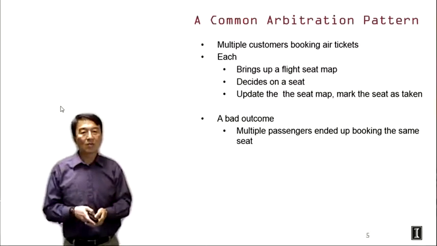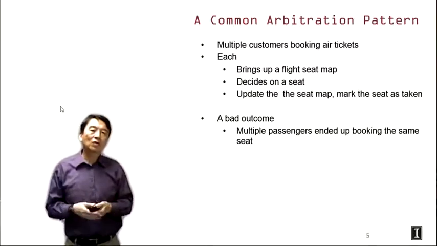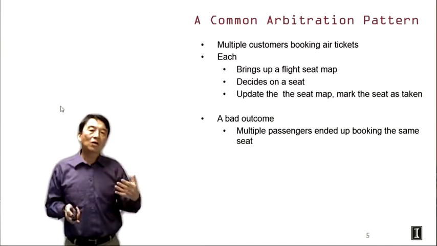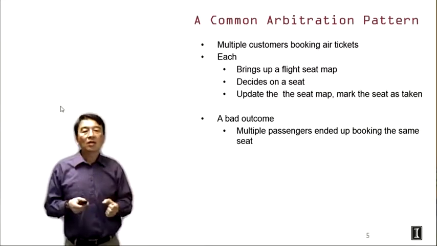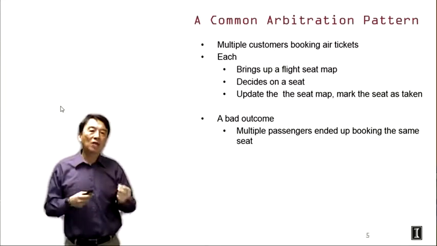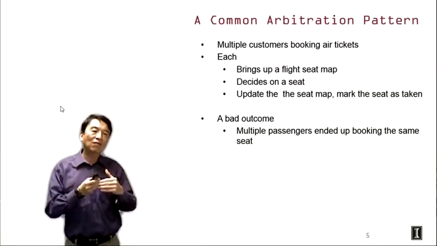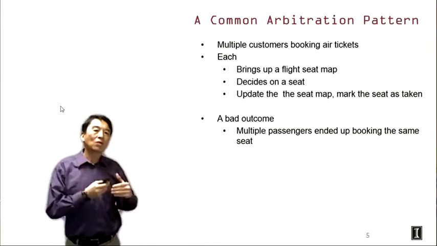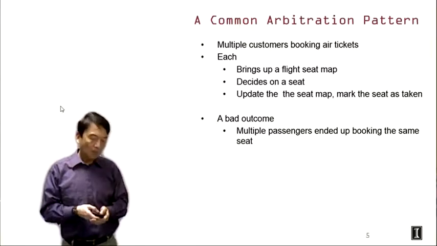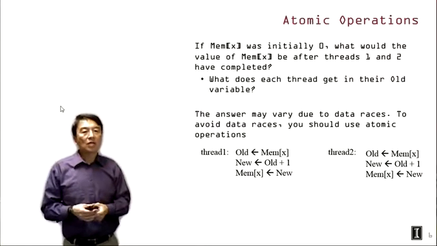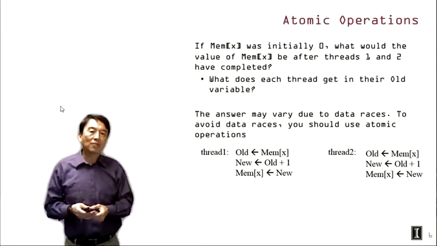So all these things have to do with multiple people all trying to update some kind of record. And if some updates happen to be lost, then you will end up having a conflict where multiple people may end up contending for the same seat, same service, or some of the money that you're supposed to count gets lost. So this leads to the concept of atomic operations.